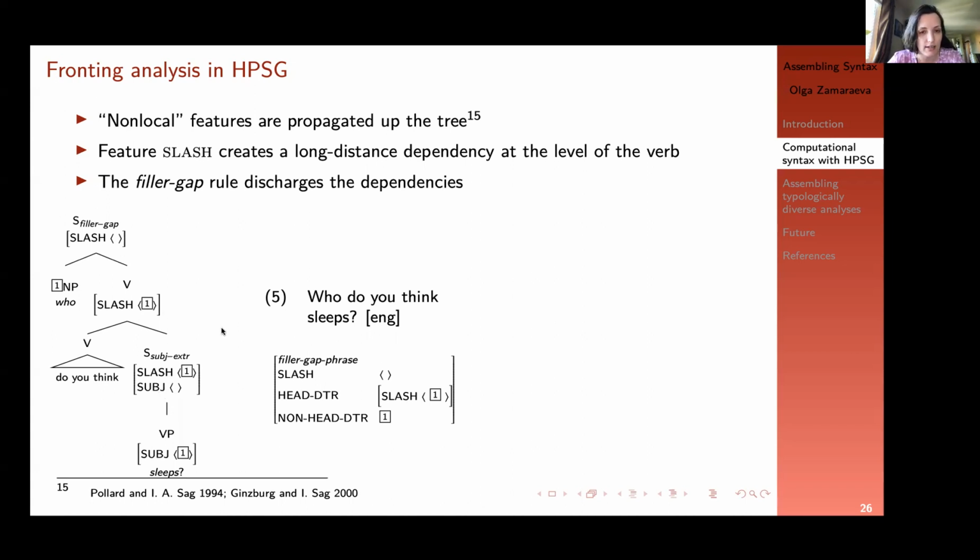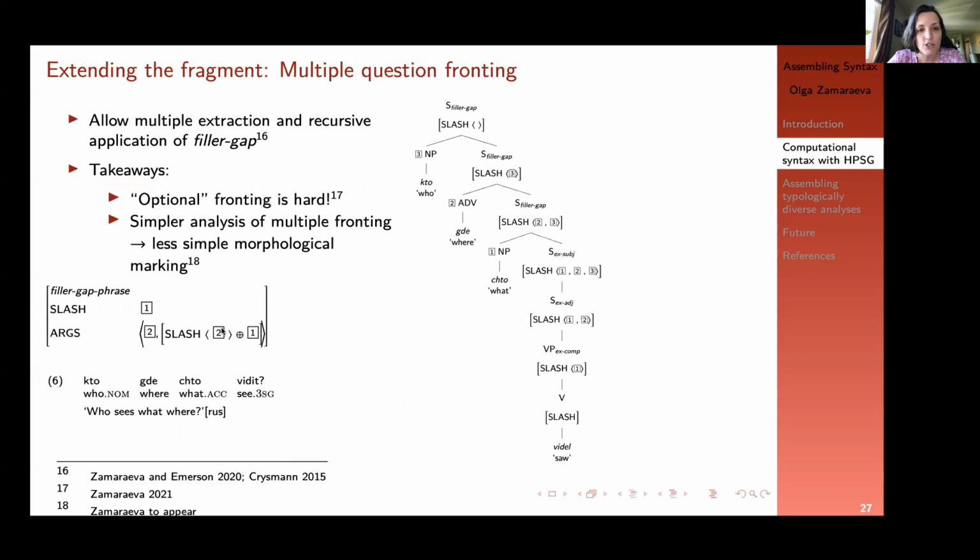So that's the classic analysis. And what I do in my dissertation, in particular, one of the things I do is I say, okay, well, in order to do multiple fronting, then we can do multiple elements on the slash list. So we don't have to have just one element on the slash list. They can be multiple.